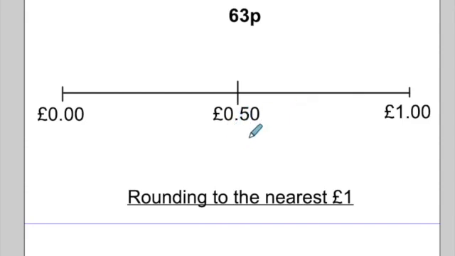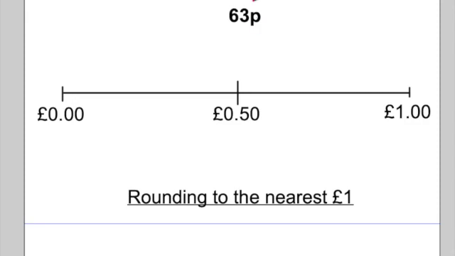Because if you look at the numbers here, we start from 0, which is £0, 0 pence. In the middle, we've got £0, 50 pence, and we've got 100 pence, which is £1. So anything which is past 50 pence, so 50 pence and more, you are going to round it up. So you would round it up to the nearest pound.